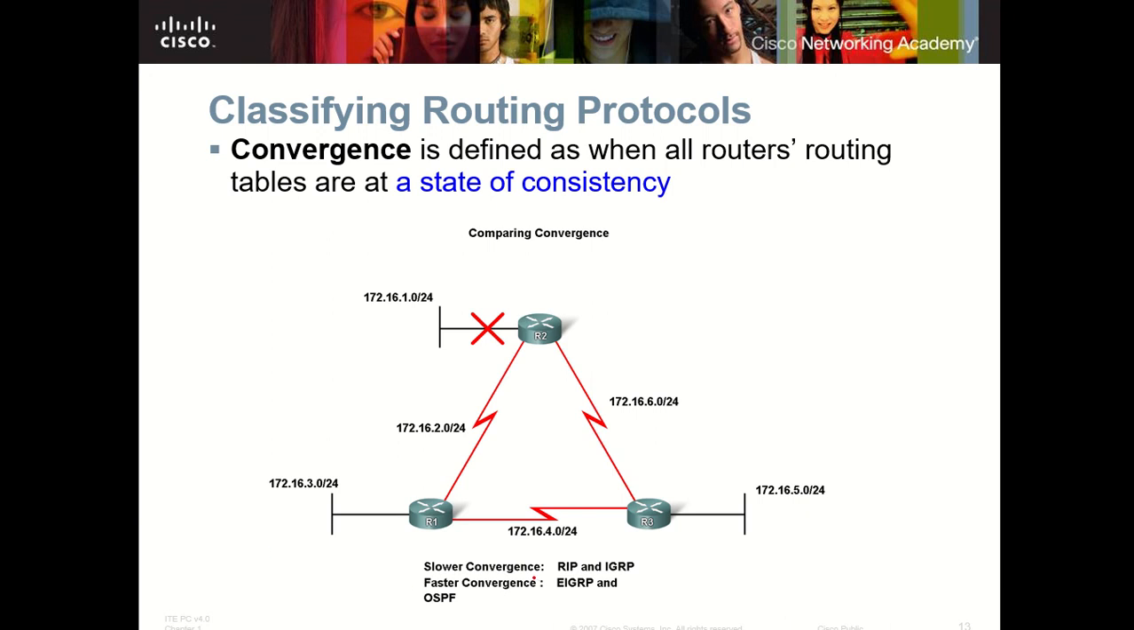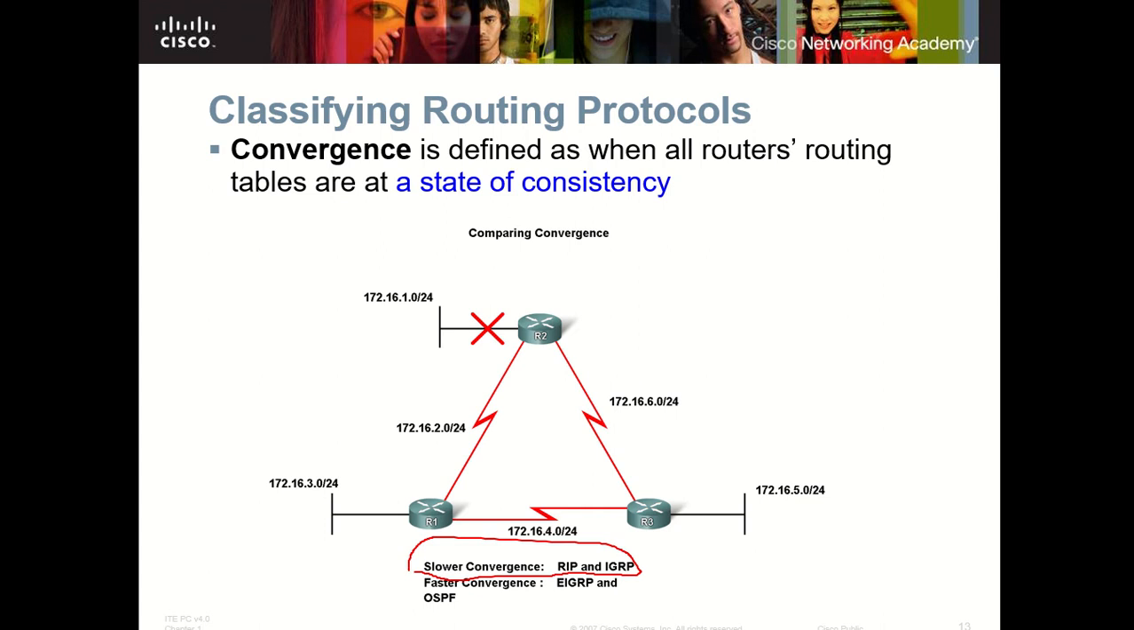So, when we talk of the dynamic routing protocols, in terms of slow convergence, RIP and IGRP are slow in terms of convergence. That's the reason Enhanced IGRP and OSPF, our link state dynamic routing protocol, exist to resolve the issue with these dynamic routing protocols.